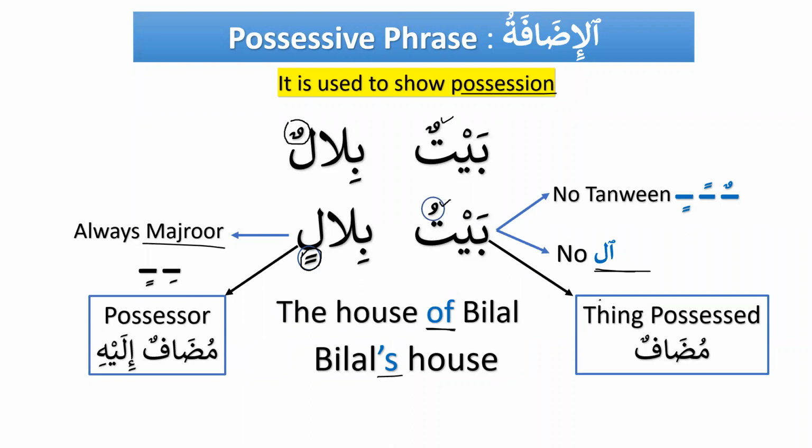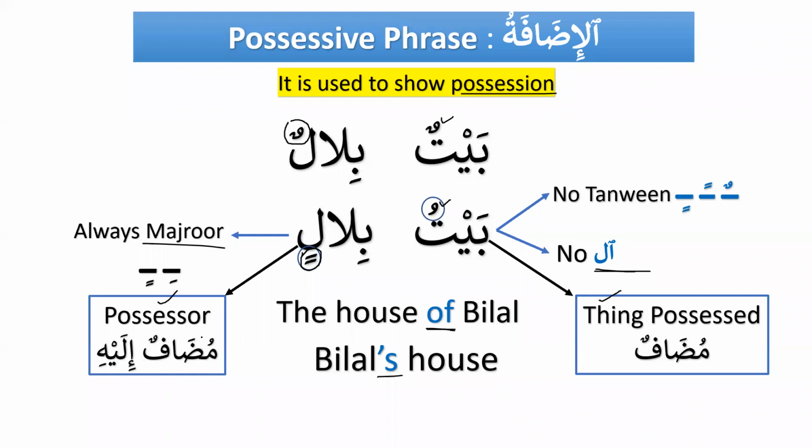The thing will come first, and the possessor will come after the thing. As we can see here, Bayt is a thing, and Bilal is the possessor. So Baytu, we will say, is mudaf, and Bilalin is mudaf ilayhi. Is this clear? Any doubts, please tell me now, because this construction is very common in the Quran, in the Arabic language, and you will find so many examples in the Quran.